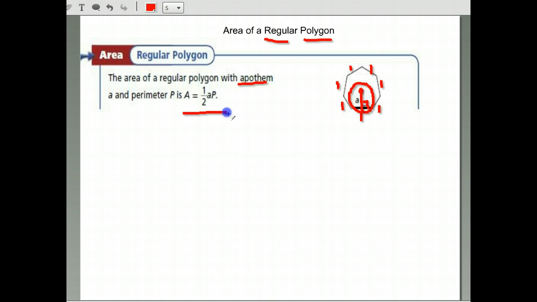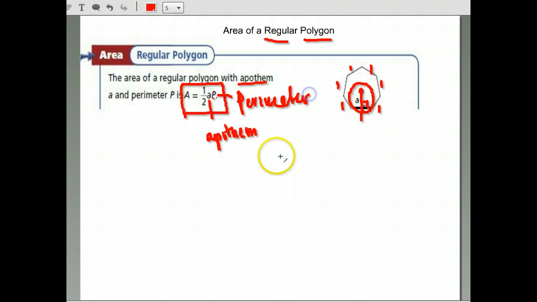Here's the formula that you'll want to have in your notes. For any regular polygon, the area is 1/2 A times P. Now, A is the length of that apothem. P is the perimeter. Okay, so those are the two things we have to have in order to find the area of a polygon.